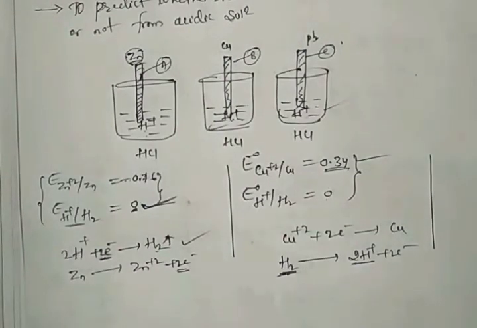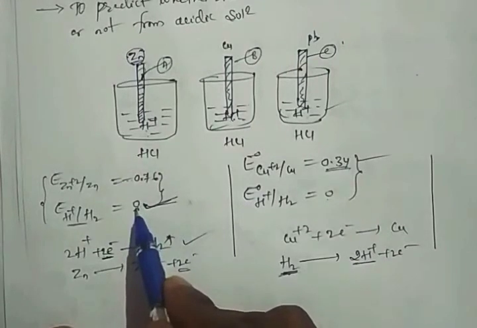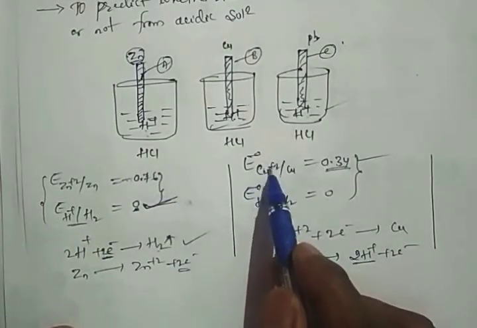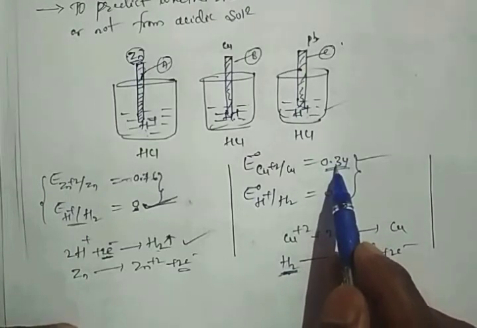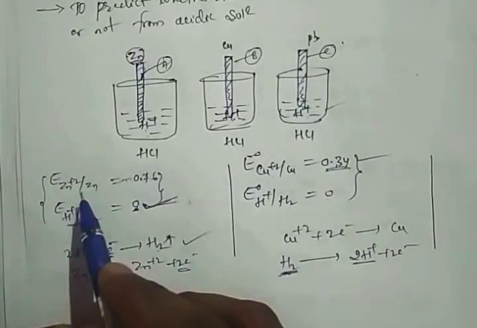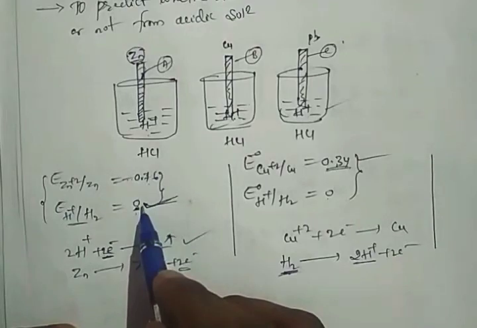If the electrode potential value is greater than 0, in that case hydrogen gas is not liberated. If the electrode potential is negative, in that case hydrogen gas can be liberated.